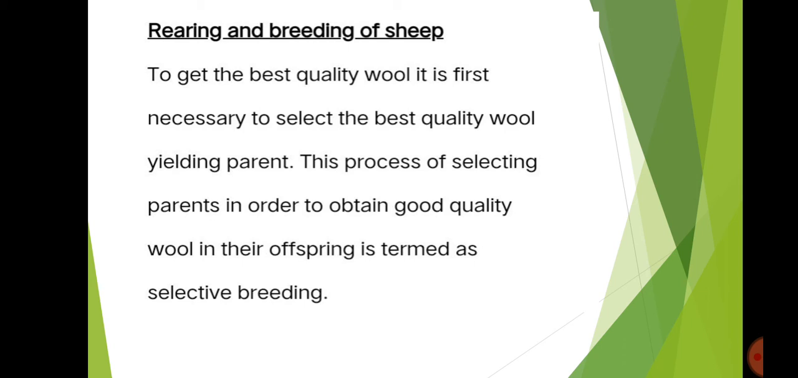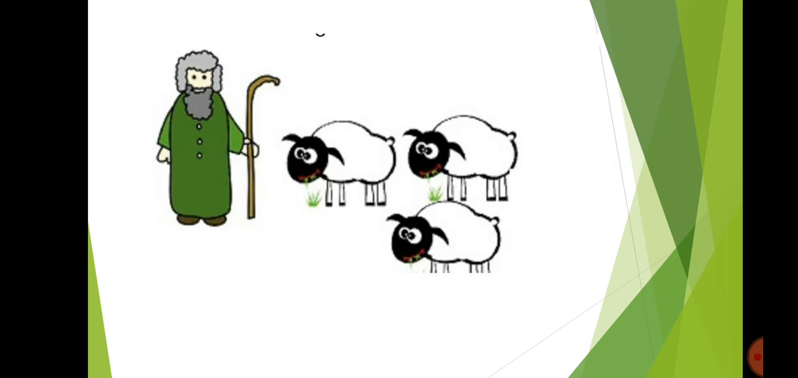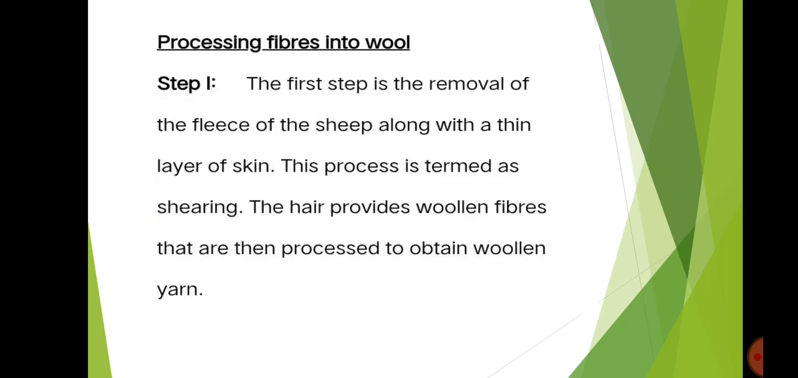Rearing and breeding of sheep. To get the best quality wool, it is first necessary to select the best quality wool-yielding parent. This process of selecting parents in order to obtain good quality wool in their offspring is termed selective breeding. The sheep are taken out for grazing. They are also fed on a mixture of pulses, corn, jowar, oil cakes, and minerals to ensure a good yield of wool. It means we just provide good food for good yielding of wool. Once the reared sheep develops a thick growth of hair, the hair is shaved off for getting wool.